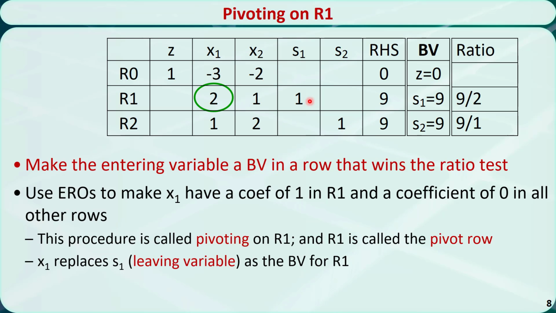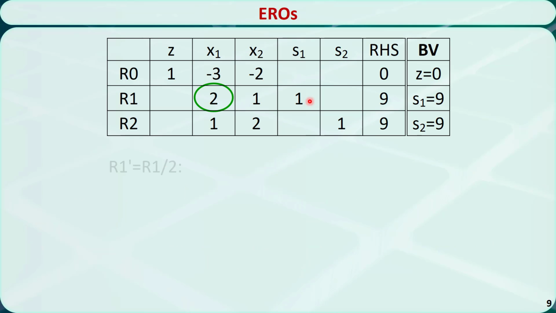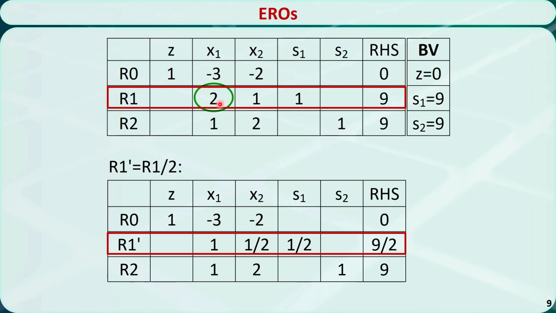I'll show you how to do the EROs step by step. We change this coefficient to 1 by dividing by 2 on both sides. This new row is called row 1 prime. 2 divided by 2 we get 1. 1 divided by 2 we get 1 over 2. 1 divided by 2 we get 1 over 2. 9 divided by 2 we get 9 over 2.